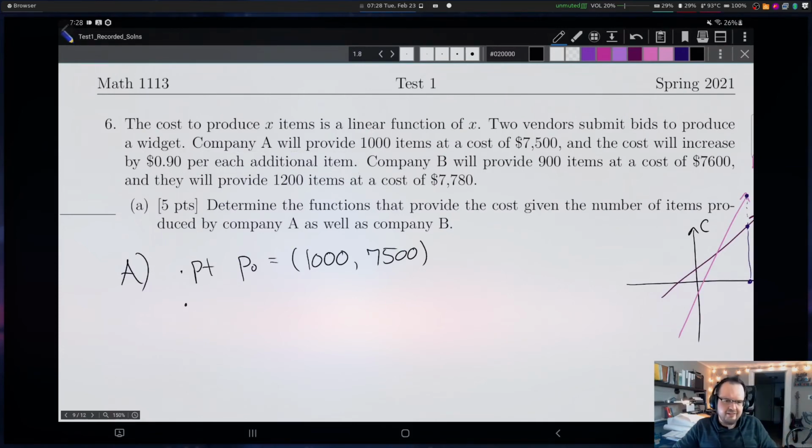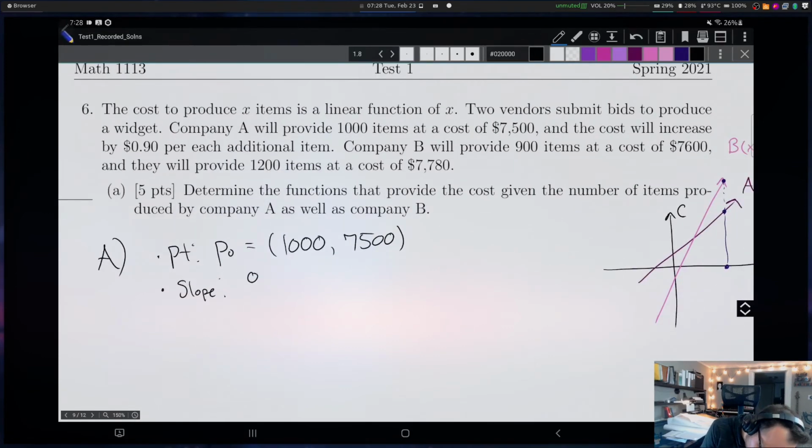If you think about it, they're telling you something about this marginal rate of change. We talked a tiny bit about this, but they're saying something about the slope here. Let me write it this way, slope. So there's a point, and they're telling you about this rate of change where it's 0.90 dollars for one item.